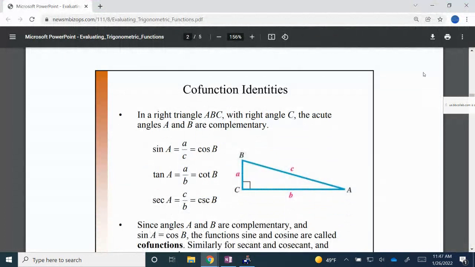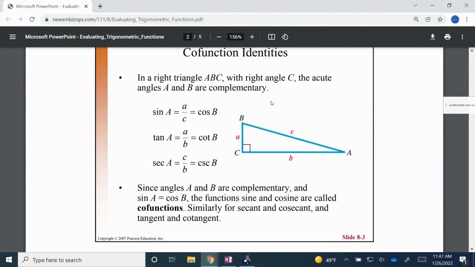Next we're going to talk about cofunctions. Now, in a right triangle ABC, with C being your right angle, the acute angles A and B are complementary. Complementary angles are 2 angles that, when added together, give you 90.